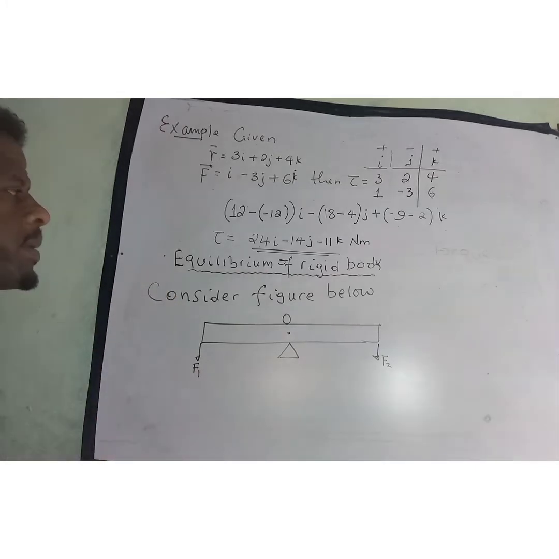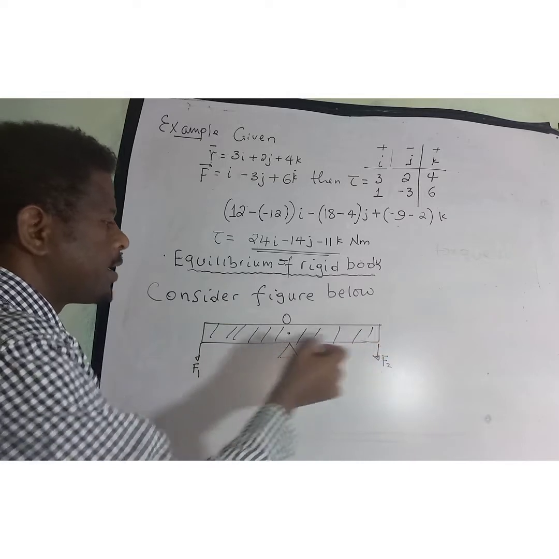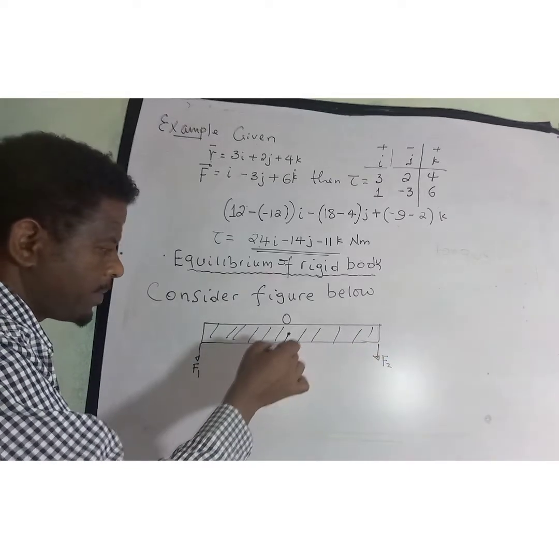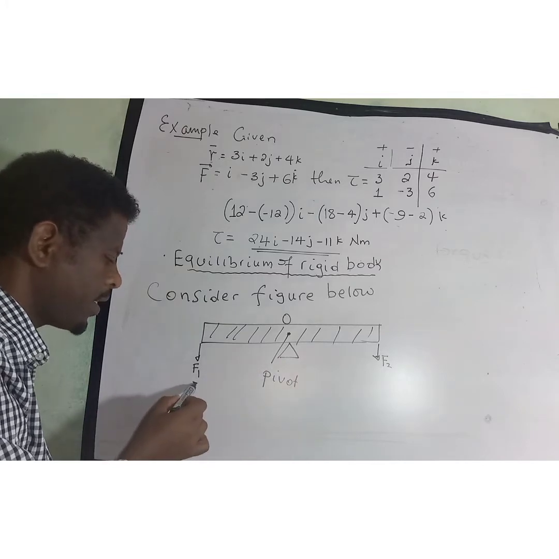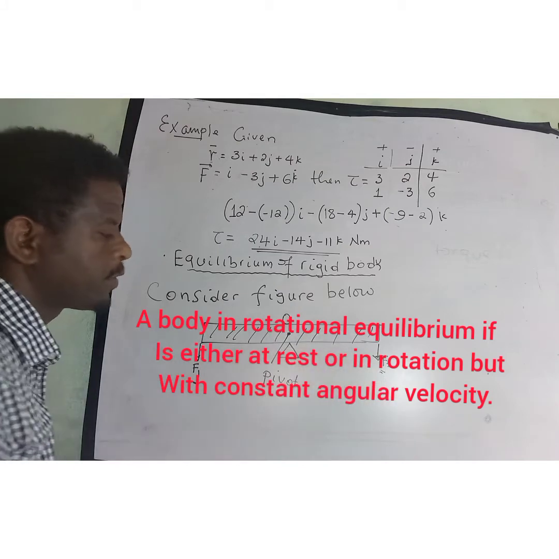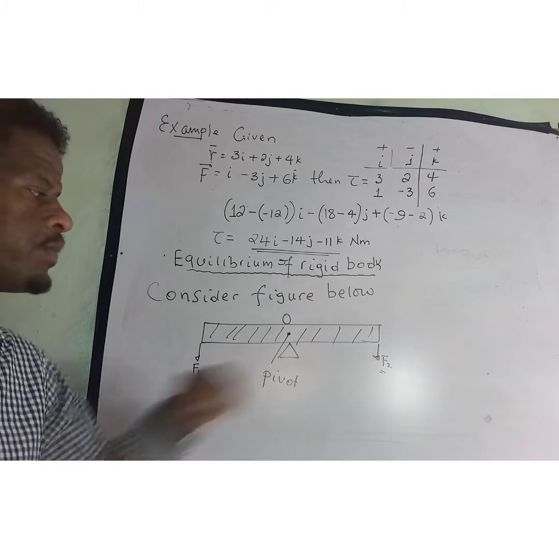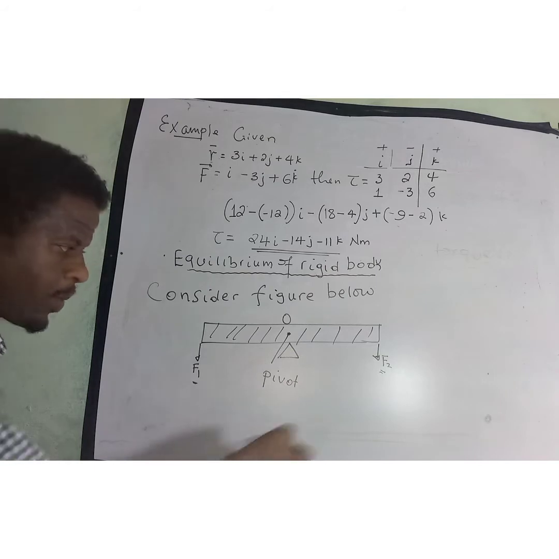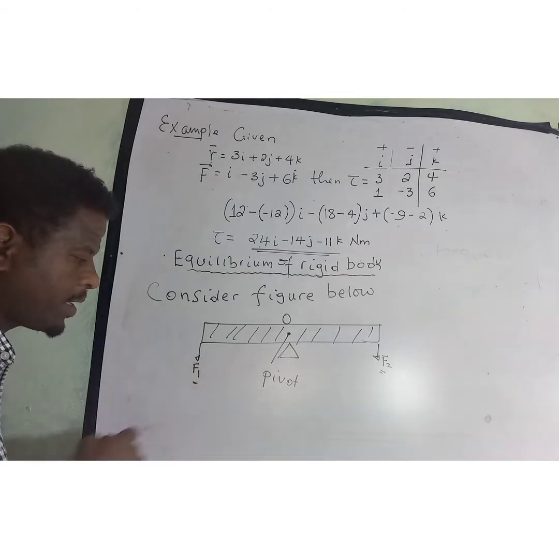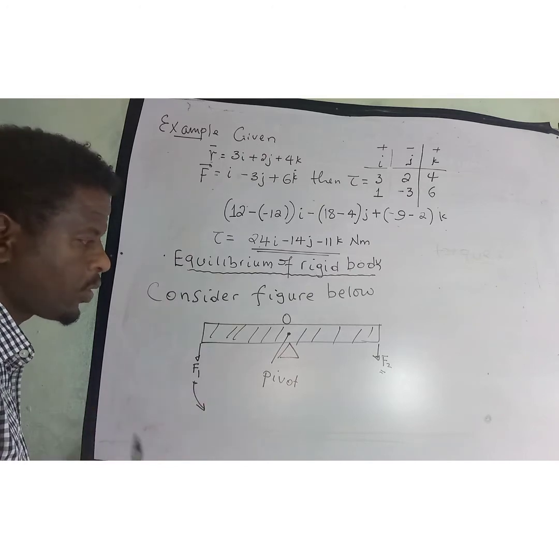Here, equilibrium of a rigid body. Consider the figure below, where there is a pivot or a fulcrum. Here is a pivot, and there are two forces, F1 and F2. About this pivot, F2 has a rotational or turning effect which is clockwise, and F1 will have an anti-clockwise torque.